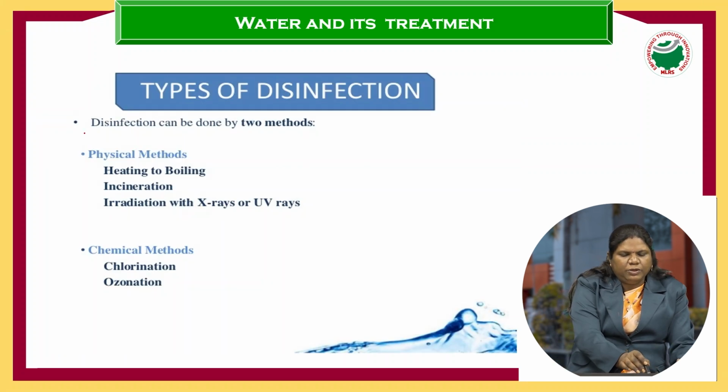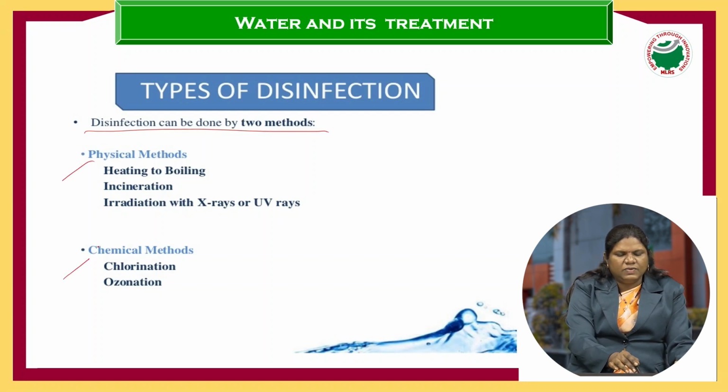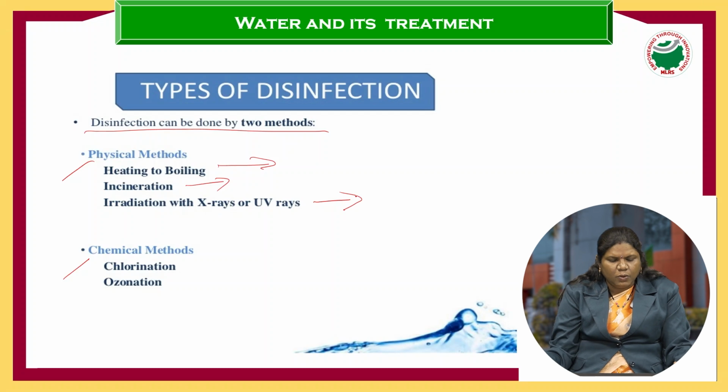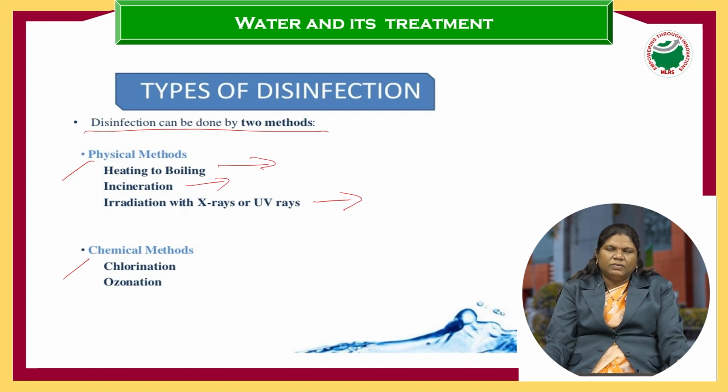Next, we will see the types of disinfection. Disinfection can be done by two methods. First, the physical method, and second, the chemical method. In the physical method, there is heating to boiling, incineration, and irradiation with X-rays or UV rays. Heating to boiling: we know the boiling point of water is 100 degrees. At 100 degrees, the water will boil. After reaching the boiling point, the water starts boiling and the microorganisms present in the water will be killed. Then we can consume that water.